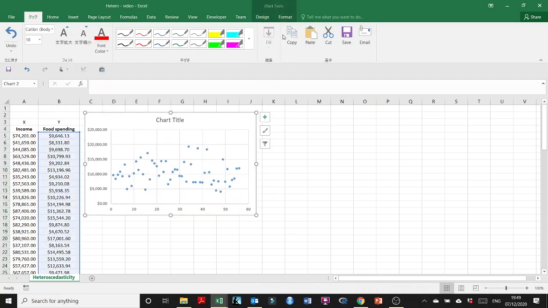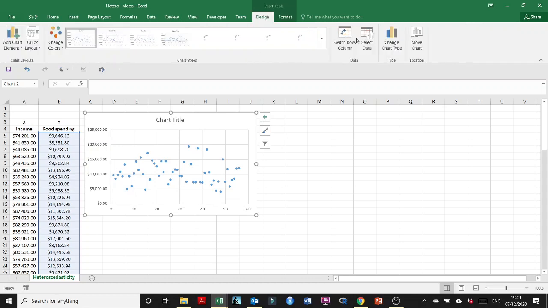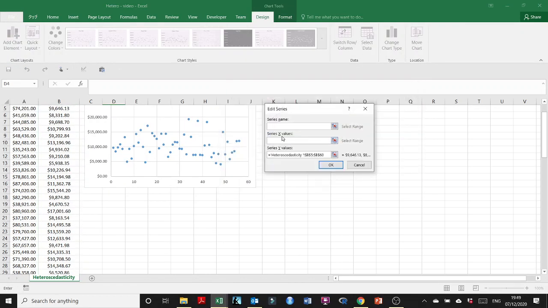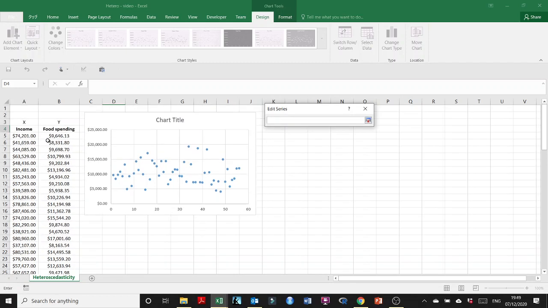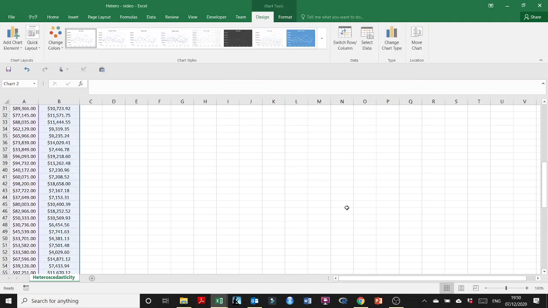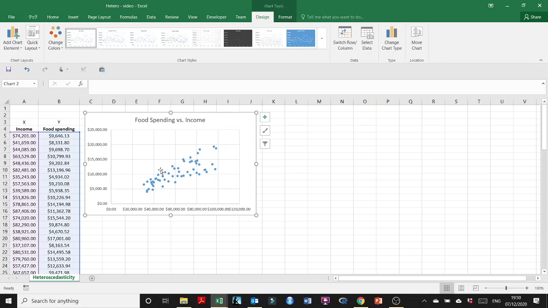In fact, we would like to make sure that the x-axis is actually taking the right values. The series of x values is indeed the income without the label. And then the series name is food spending versus income, correct? And now here's the plot. Now this is the right shape.